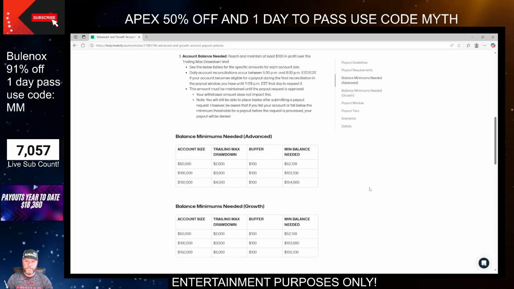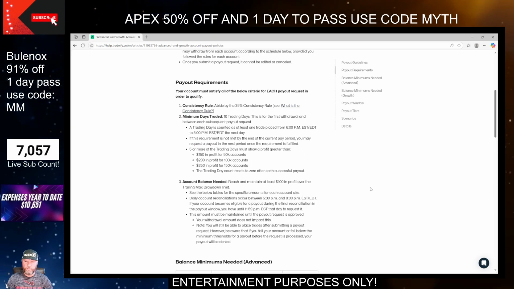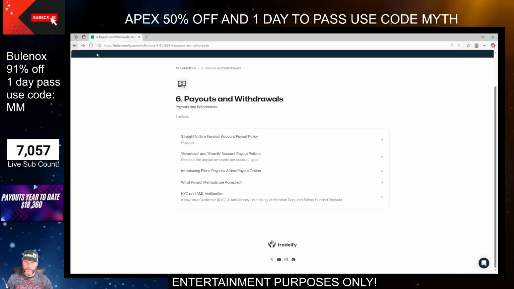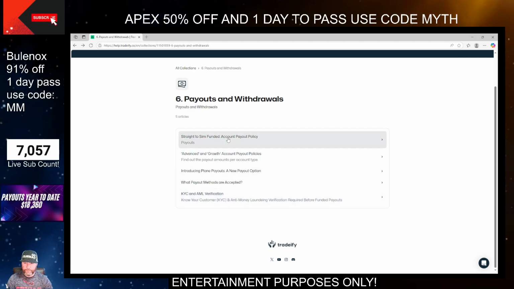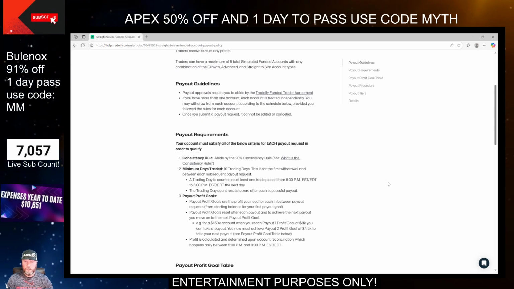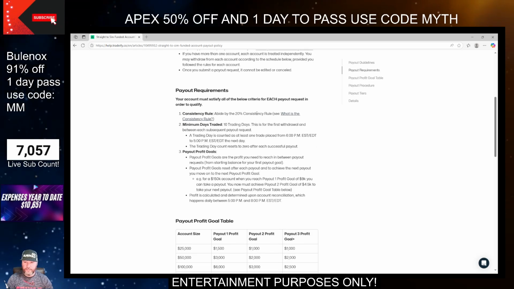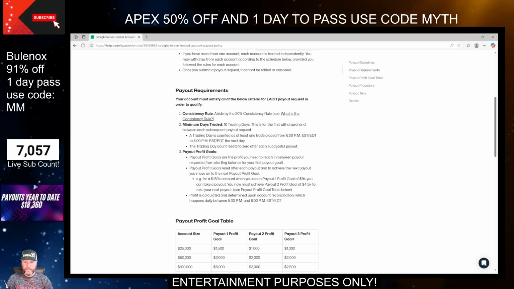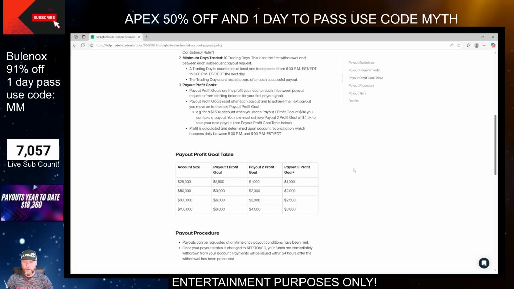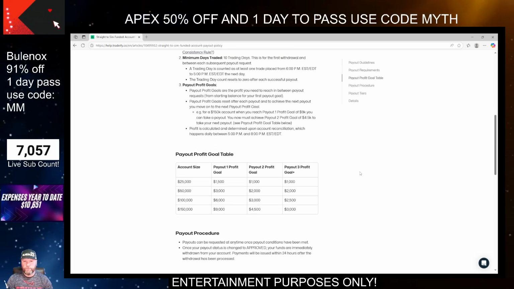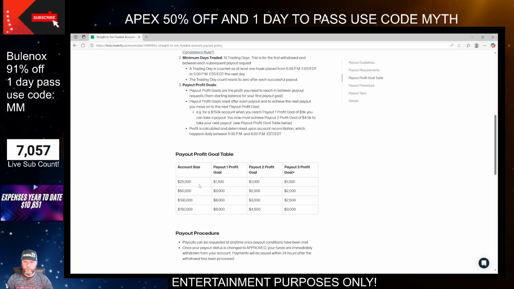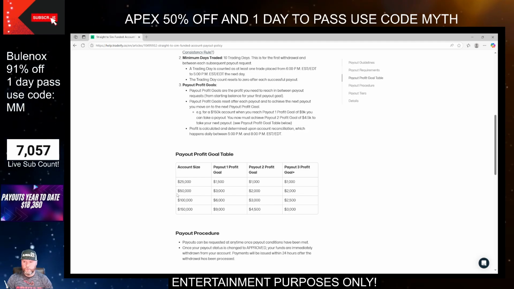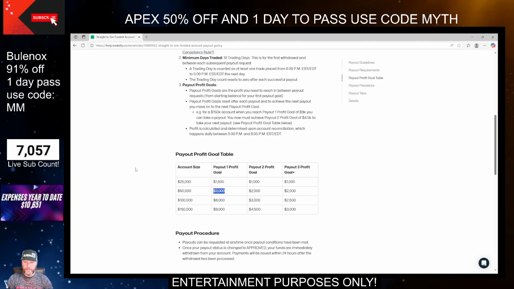You have a 20% consistency rule, and I believe you've only got to get to $1,100, if I'm not mistaken, to take the payout. But let's confirm that right quick. Let's see what it says. 20% consistency, 10 trading days. A trading day is counted as at least one trading day. Okay, we know that. Payout profit goals are the profit you need to reach in between each request. So for the 25K, you've got to get $1,500. Okay, so I was wrong about that. For the 50K, you've got to get to $3,000.